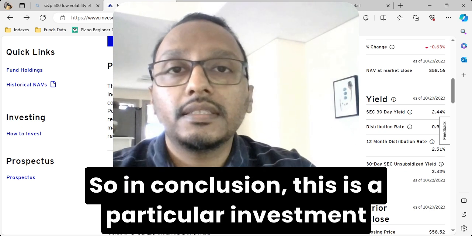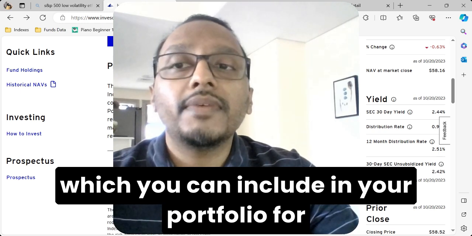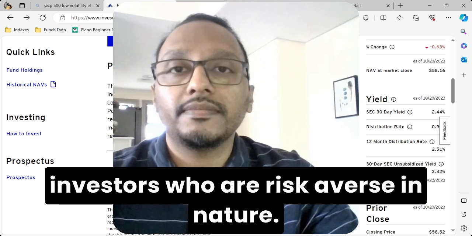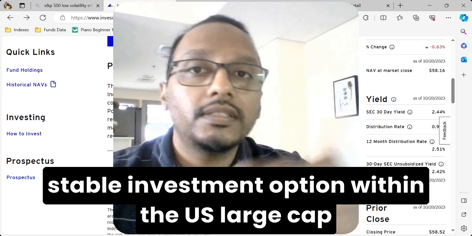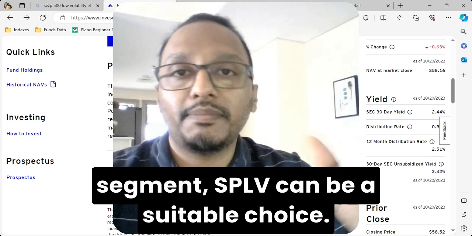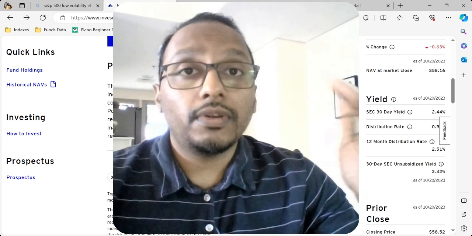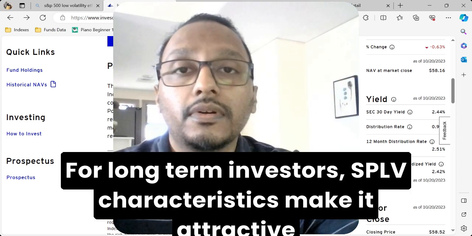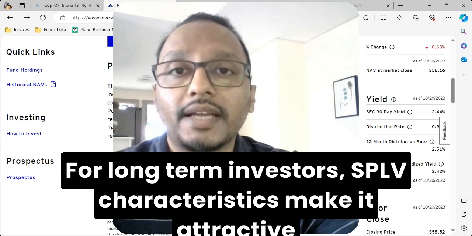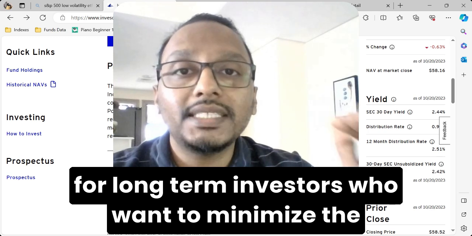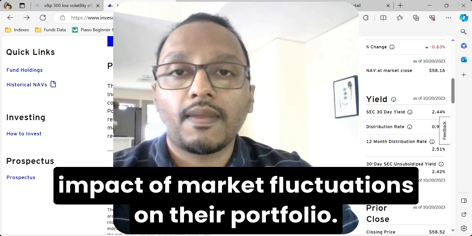So in conclusion, this is a particular investment which you can include in your portfolio if you are risk averse in nature. If you're risk averse and prefer a more stable investment option within the US large-cap segment, SPLV can be a suitable choice. Also for long-term investing: SPLV's characteristics make it attractive for long-term investors who want to minimize the impact of market fluctuations on their portfolio.